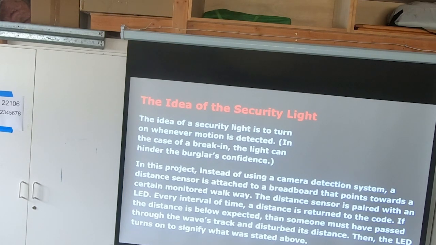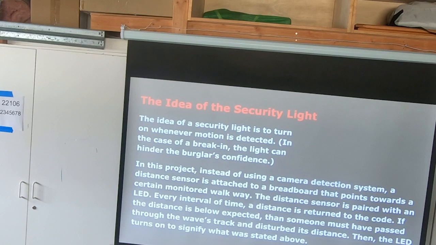So, the idea of a security light is to turn on whenever motion is detected. In this case, a light will turn on that will probably hinder the burglar's confidence. In this project, instead of using a camera detection system, a distance sensor is attached to the breadboard that points toward a certain monitored walkway. The distance sensor is paired with an LED.